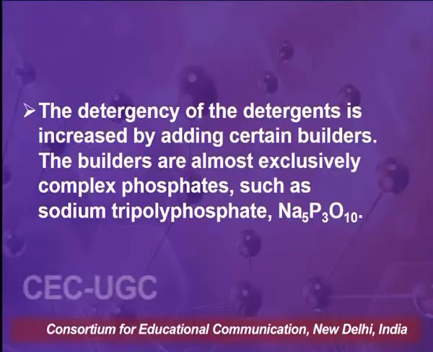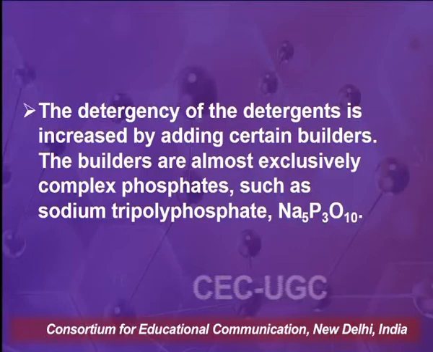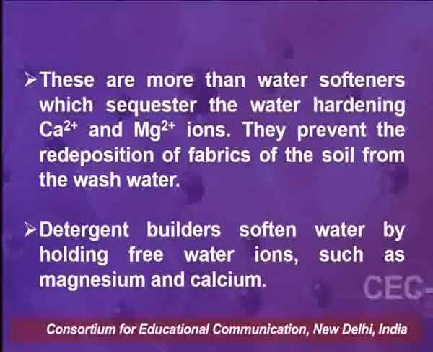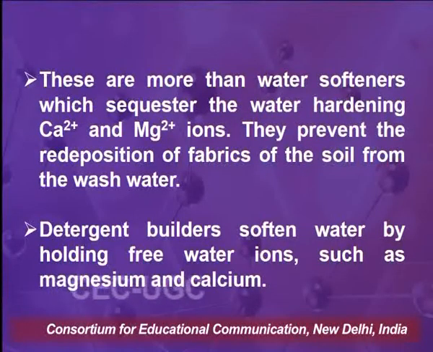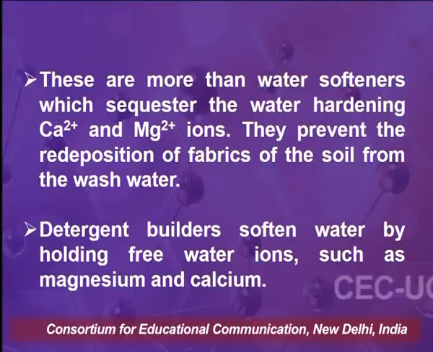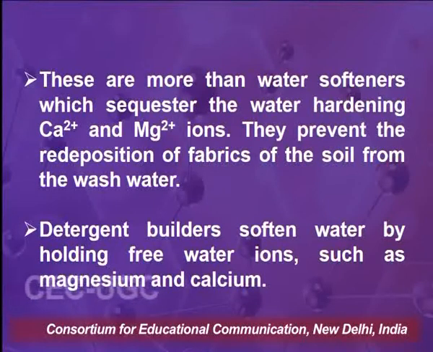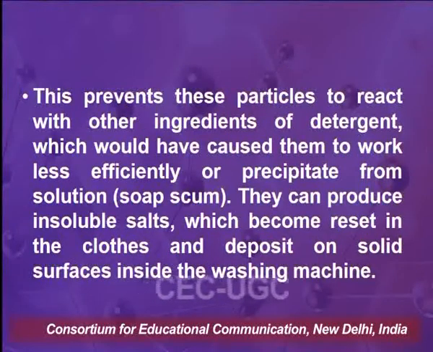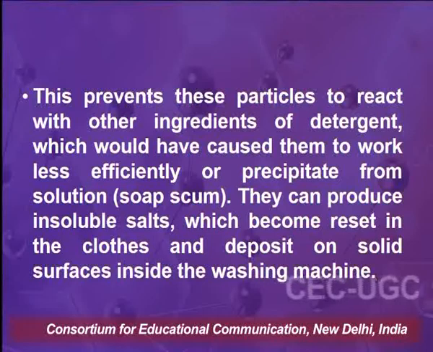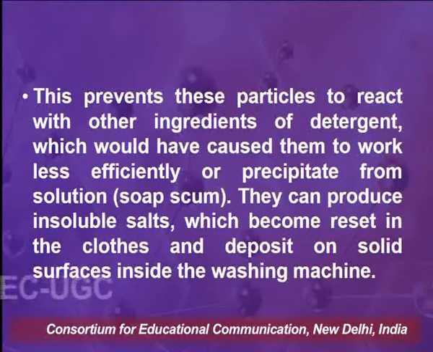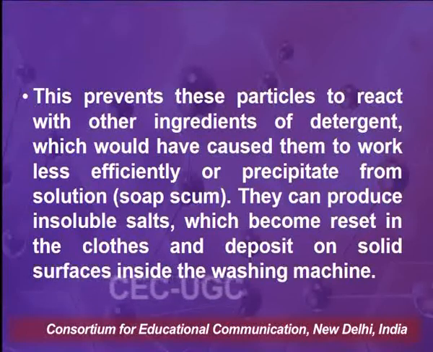The detergency of the detergent is increased by adding certain builders. The builders are almost exclusively complex phosphates. These are more than water softeners, which sequester the water hardening ions. They prevent the redeposition on fabrics of the soil from the wash water. Detergent builders soften water by holding free water ions such as magnesium and calcium. This prevents these particles from reacting with other ingredients of the detergent, which could have caused them to work less efficiently, or precipitate from the soap solution, or form soap scum.